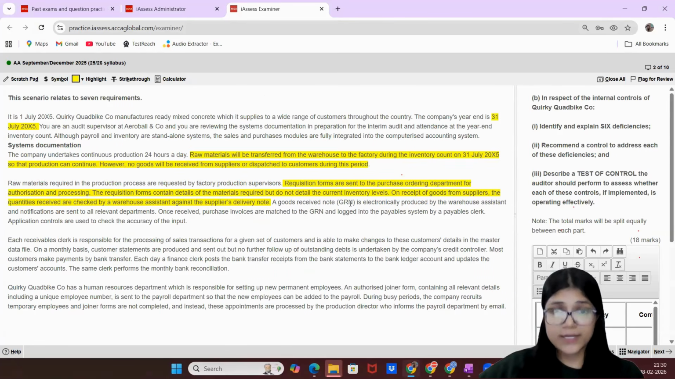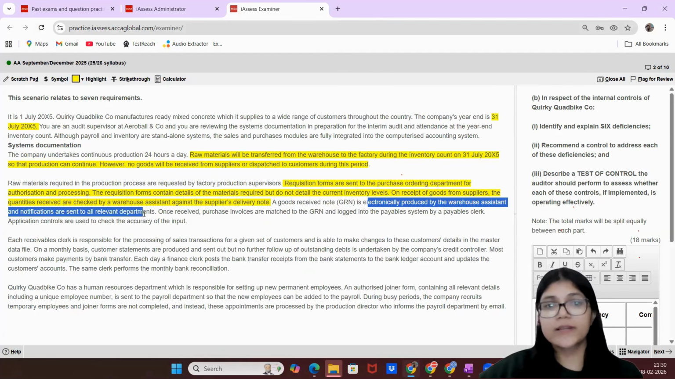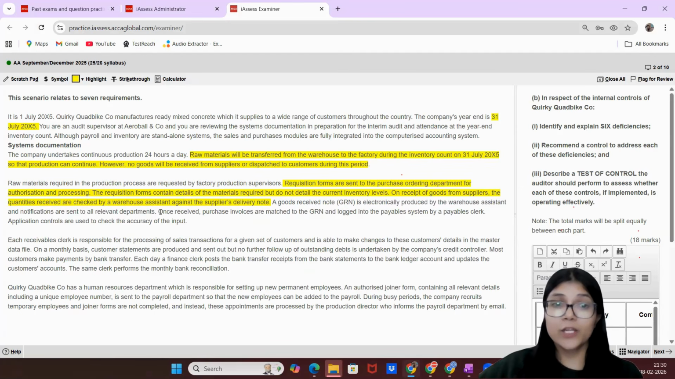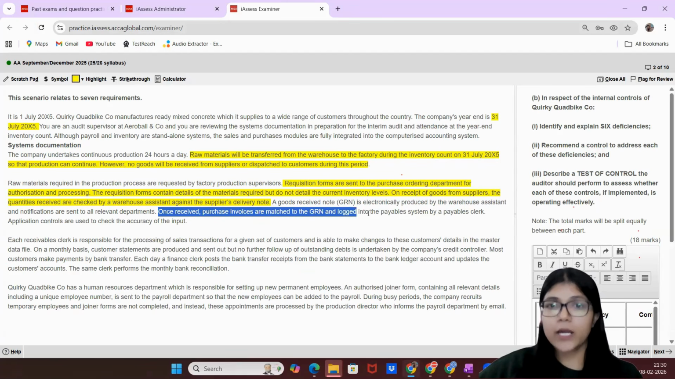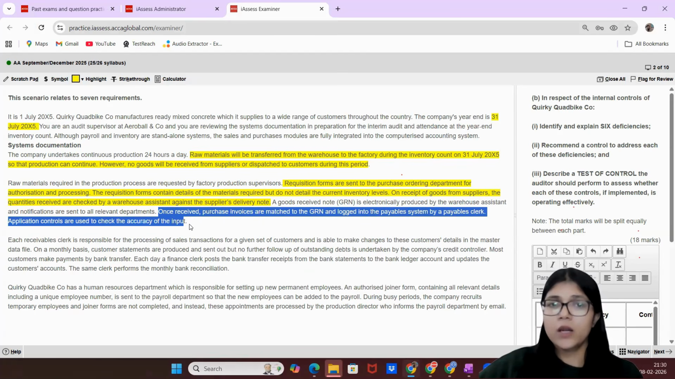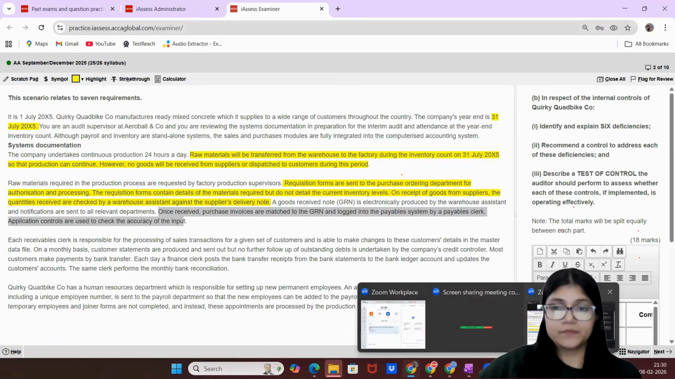A goods received note, GRN, is electronically produced by the warehouse assistant and notifications are sent to all relevant departments. So we are okay till now. We don't have any problem, I guess, until you people tell me if there's any problem. Once received, purchase invoices are matched to GRN and logged into the payroll system by a payables clerk. Application controls are used to check the accuracy of the input. Okay. Do we have any red flag here, or is it okay?